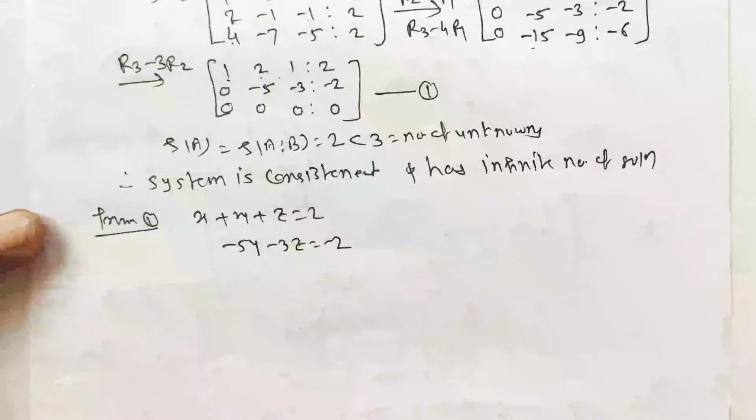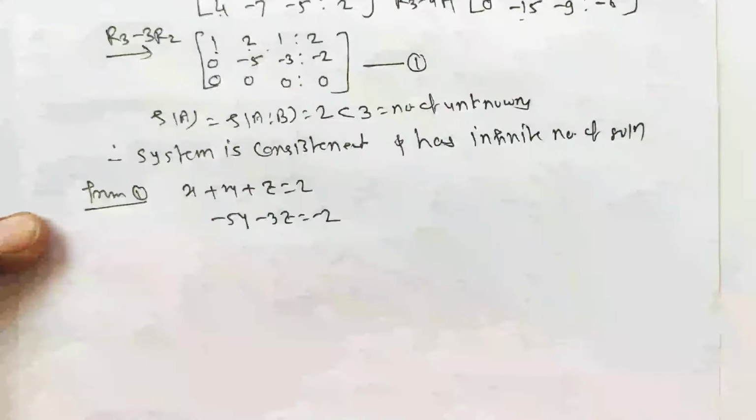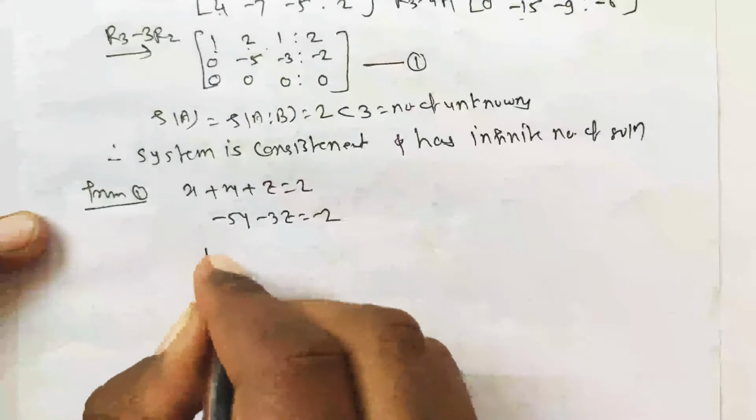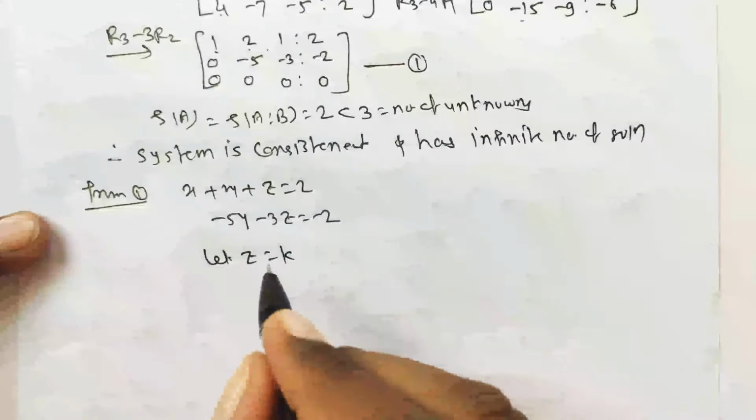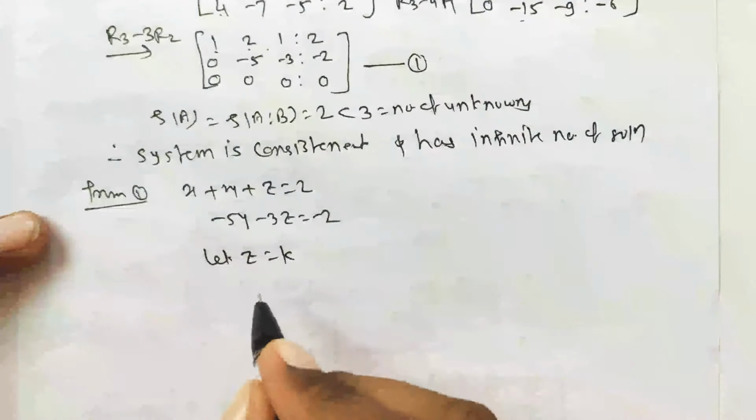Now we have to solve this. Here the number of equations is less than the number of unknowns. If the number of equations is less than the number of unknowns, then we have to take the third unknown, that is z, equal to k, say. So if we assume z is equal to k, try to find y in terms of k here.